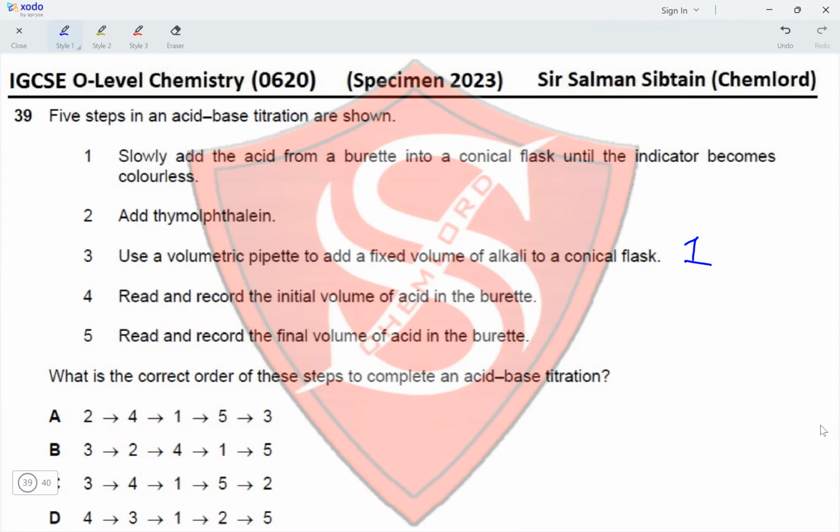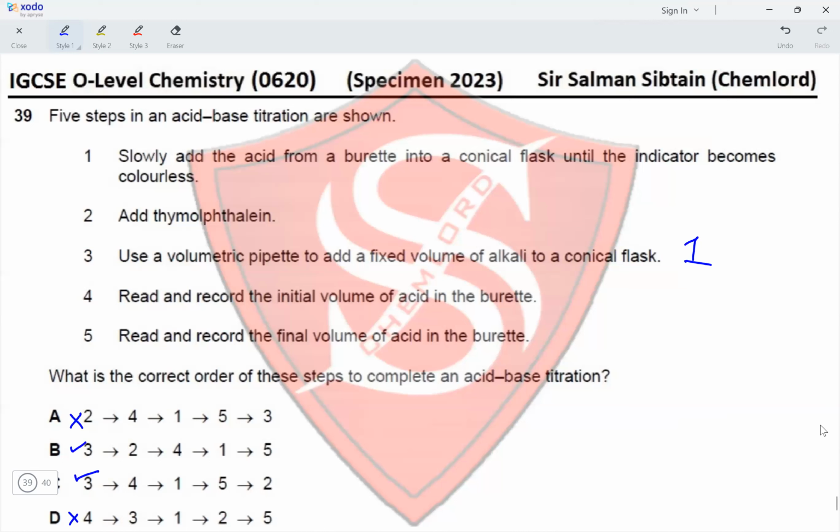Read and record the initial volume of the acid in the burette. This is not the second step. Read and record the final volume of the acid in the burette. This is the final step. Okay, so we start with step 3. So this eliminates options A and D because they're starting with steps 2 and 4. So we start with step 3.